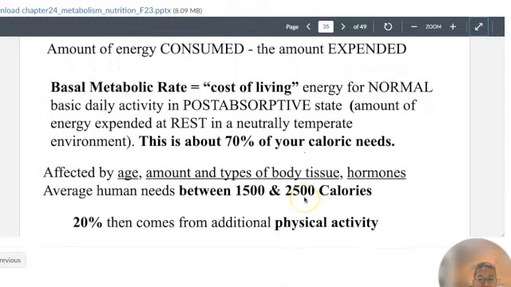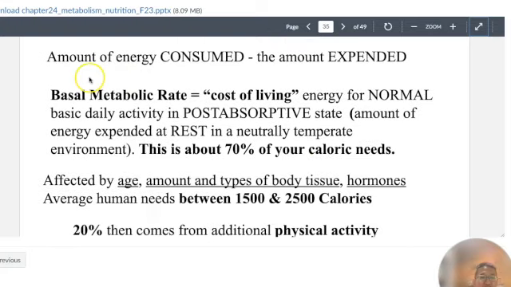Metabolic rate, this is the basal metabolic rate. It is the cost of living. What does that mean? Energy for normal basic daily activity in the post-absorptive state. So post-absorptive, you're done eating, there's no more things to absorb. What do you need to keep your body from going into a coma or something? Just keeping it alive is your basal metabolic rate.